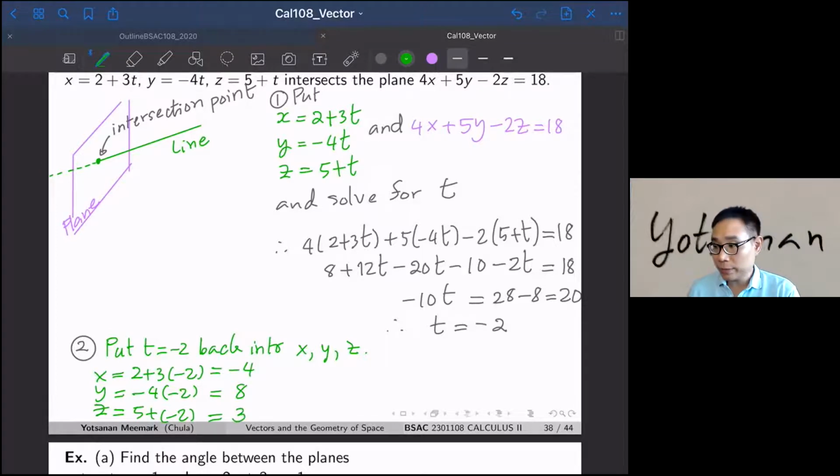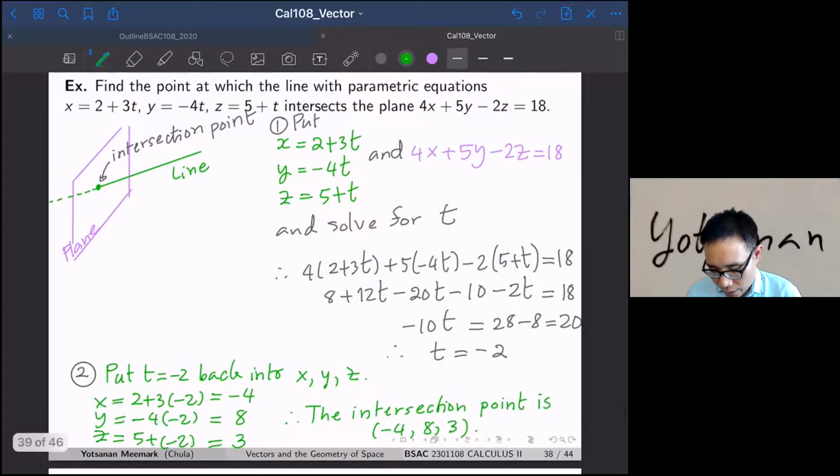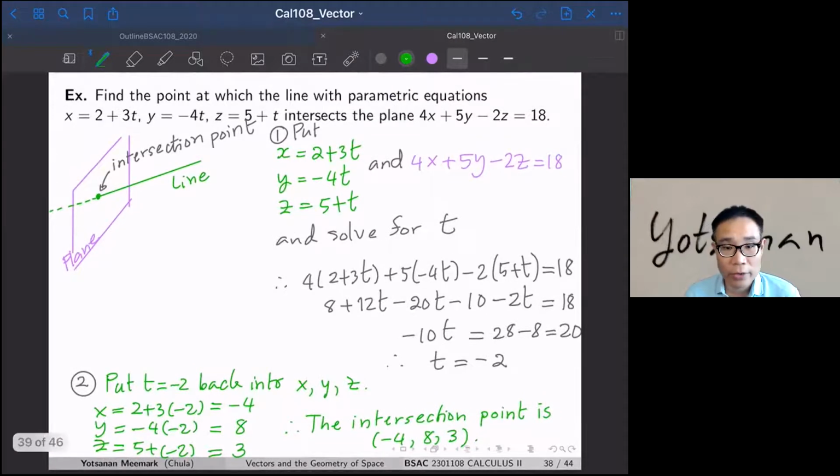So the intersection point is negative 4, 8, 3. The intersection point turned out to be at negative 4, 8, 3. So that's the intersection point that you're looking for.